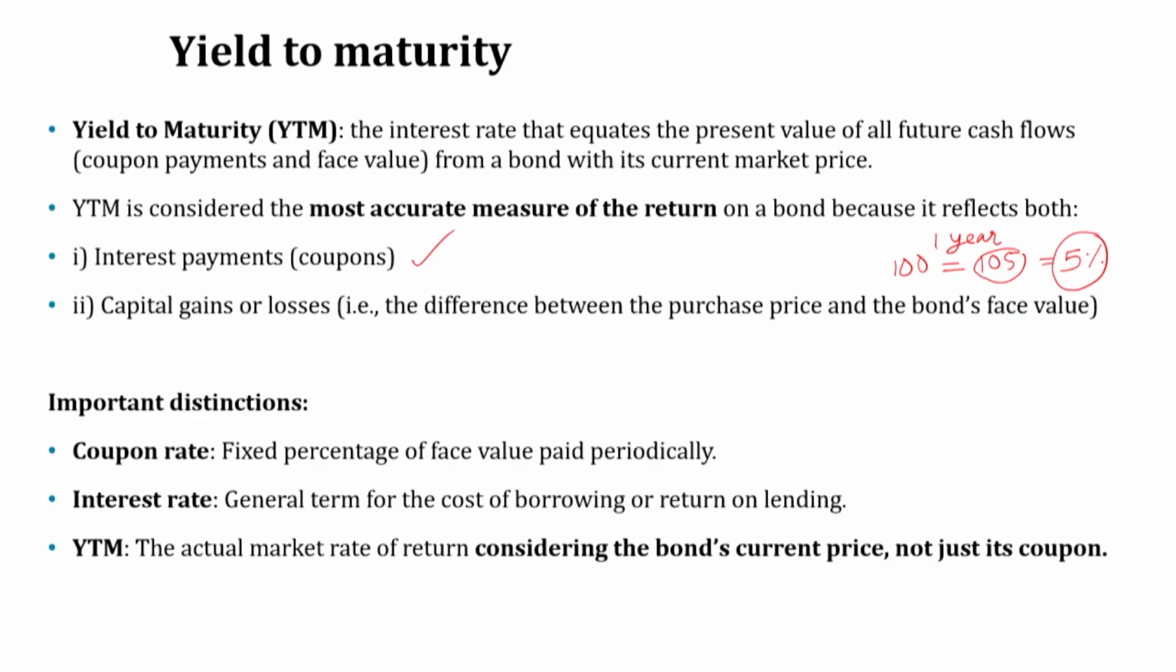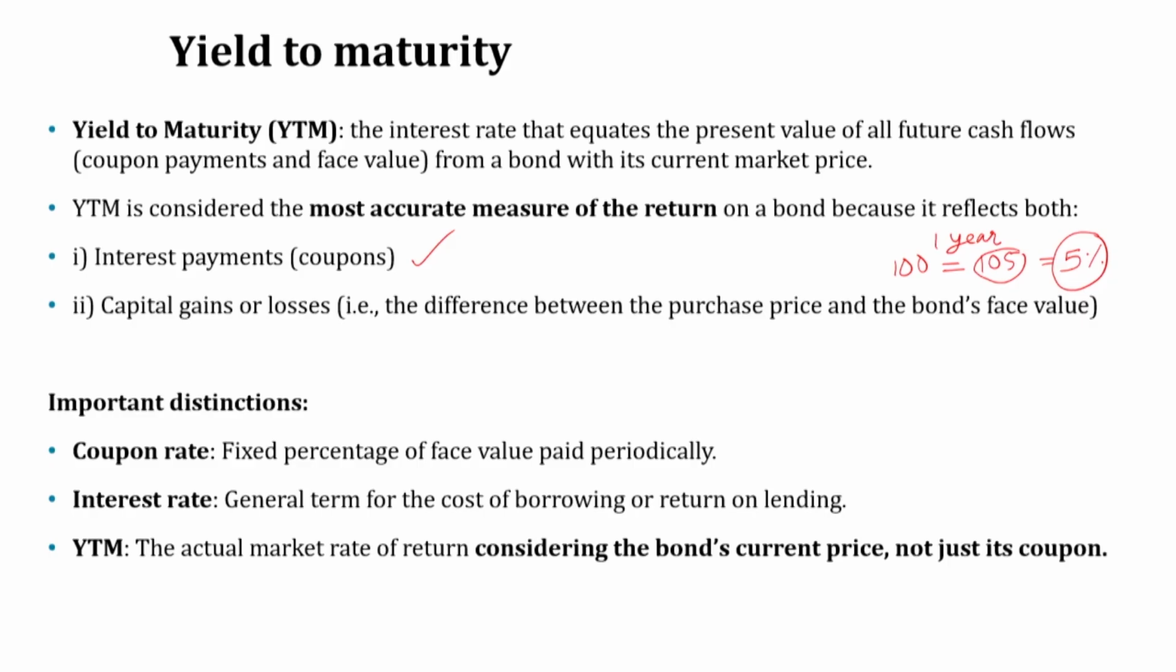So the coupon rate means the fixed percentage of face value paid periodically. So if you buy a government bond, it is sometimes mentioned that the coupon rate is, for example, 8.5 or 8%. So if you buy a 10-year bond from Government of India, there will be, for example, 8% or 7% coupon payment. So coupon payment will be there. That one is called the fixed percentage of the face value paid periodically.